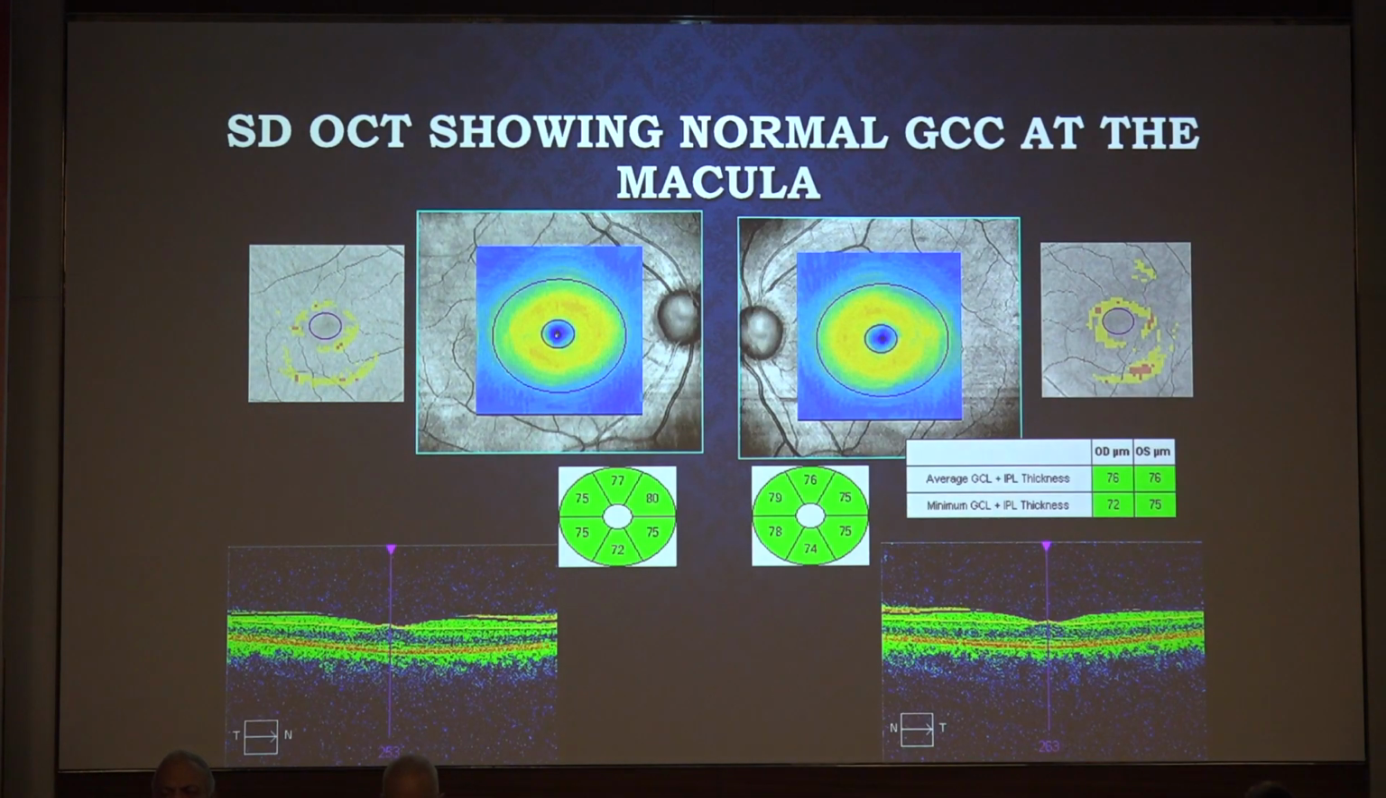Let's look at the GCC map. Again, the same color coding. We are seeing this ellipse. The yellow is showing the maximum thickness of the GCC, and the blue is showing the thin area. Adjacent to that is the normative. Compare it with the normative. This is looking pretty normal. The more red and yellow is here, that means it is more abnormal. And then we have the averages along the 6 sectors of the ganglion cell.